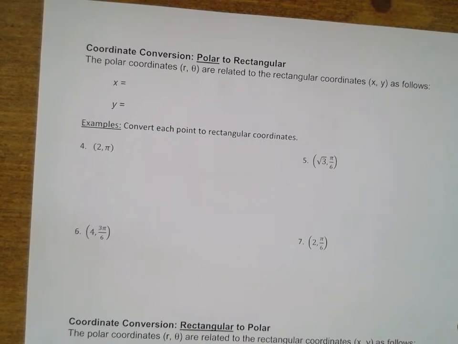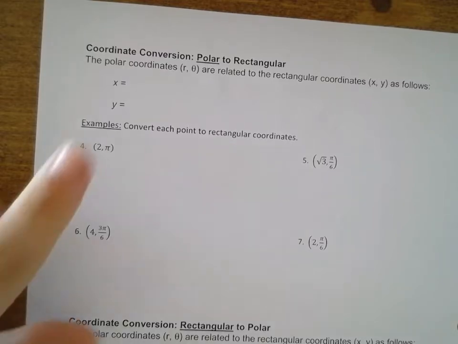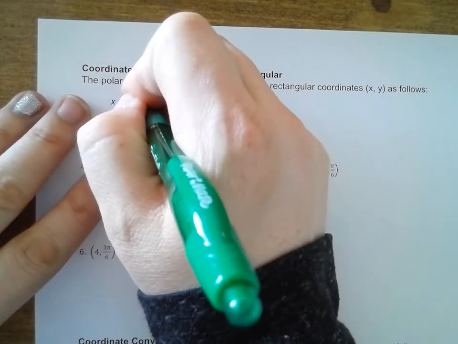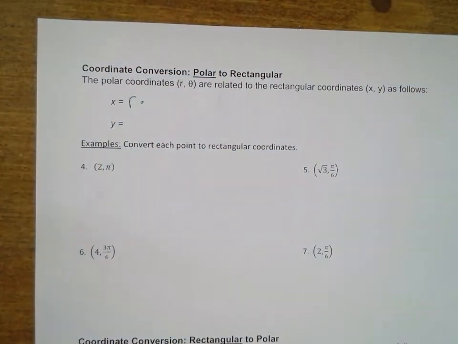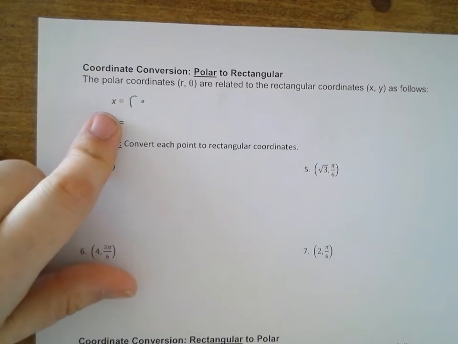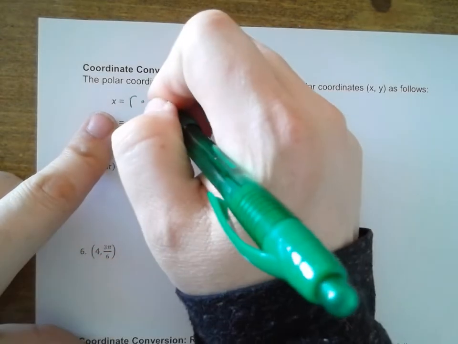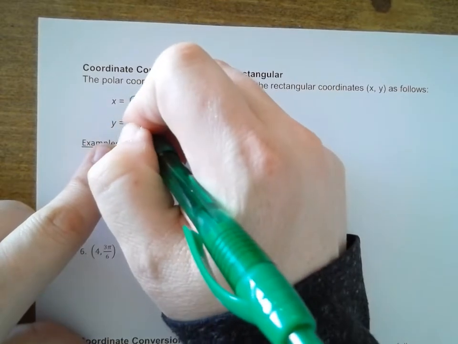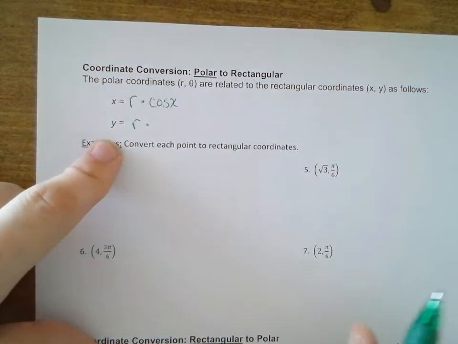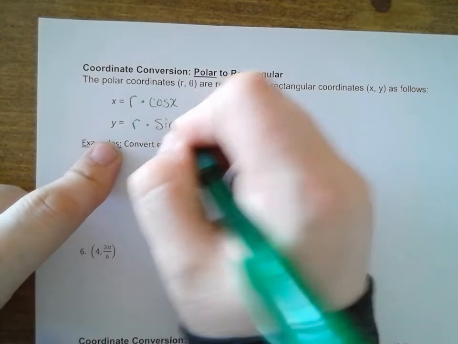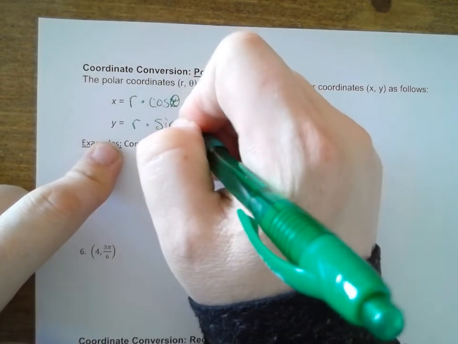Like I said, you've kind of already done this with that carousel problem, but never mind. All right, so x is equal to r times, what is the trig function that goes with x? Cosine. And y is r times, what's the trig function that goes with y? Sine. And these should be thetas. I don't know why I'm using x's. Sorry.